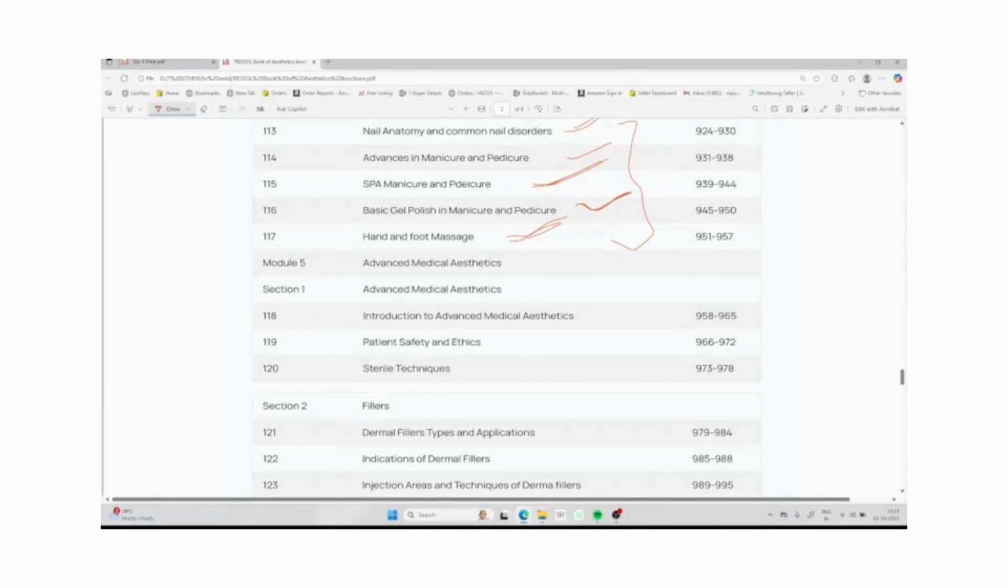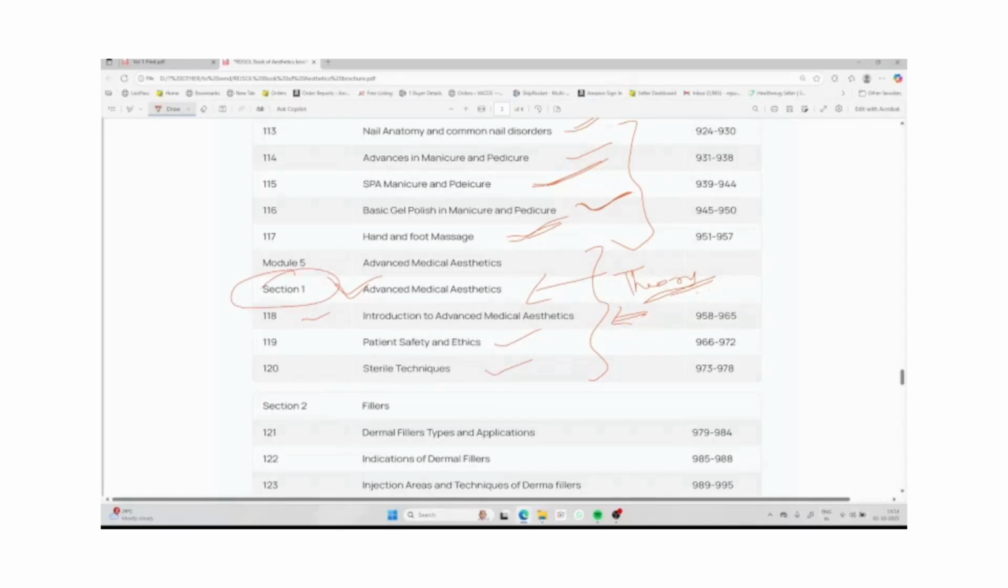And now module 5. Module 5 has recent advances in aesthetic medicine. So what are the advanced procedures? Even if you are not doing these procedures, you should understand the theory of them, so that if you are discussing this with any client, you should be aware of this. Introduction to advanced medical aesthetics. This is chapter 118, patient safety and sterile techniques.